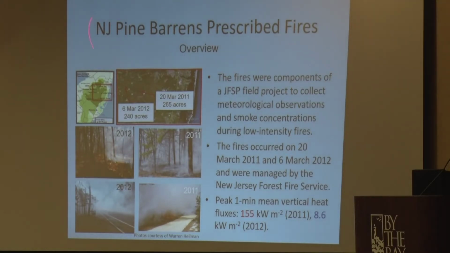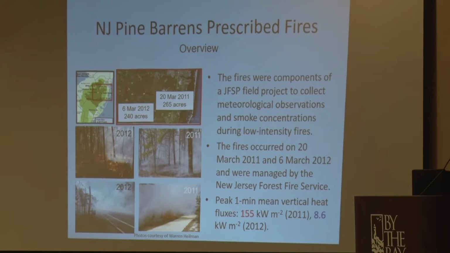So this is just an overview of the New Jersey pine burns. We have a map on the upper left corner of the slide: central and southern New Jersey, and the Pine Barrens of New Jersey. This little red inset shows a Google Earth map. There were 2 burns conducted. The burn in 2011, on March 20th, was a 265-acre burn block. And the March 6th, 2012 case was a 240-acre burn block.